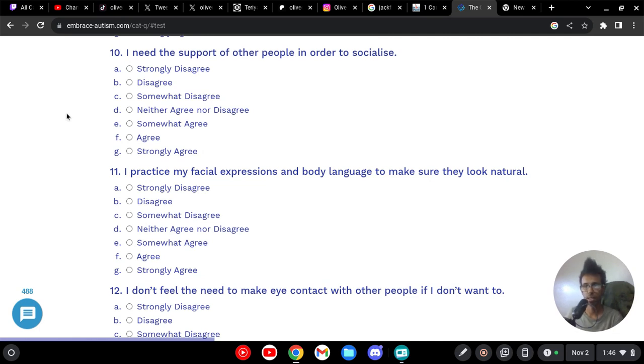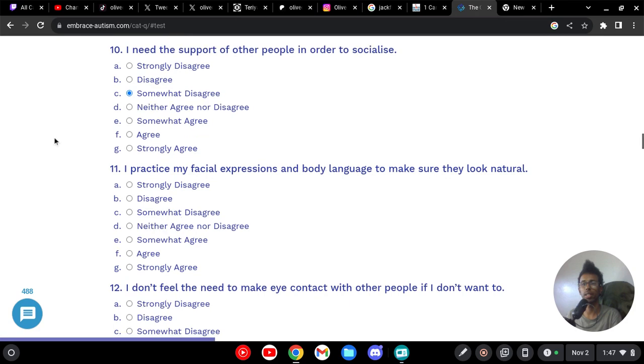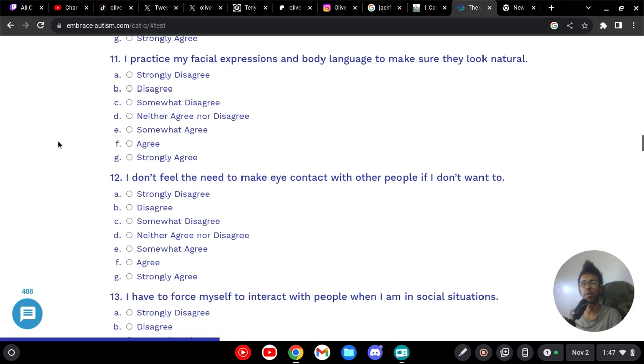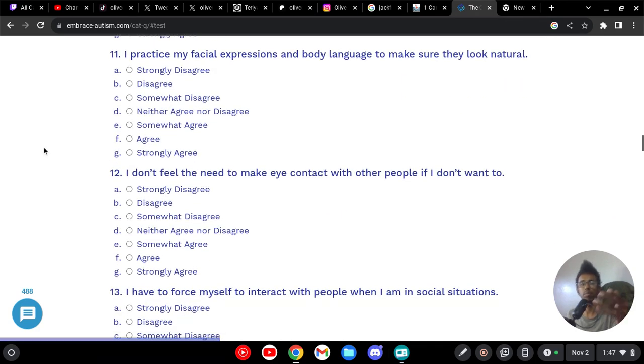Okay. I need the support of others in order to socialize. I somewhat disagree. It's not a full disagreement. Because often, at least in the past few months, I often initiate contact with people. I've noticed I've done a lot of initiating. I haven't had a moment in a long time where someone pursued me. So that's what I do.